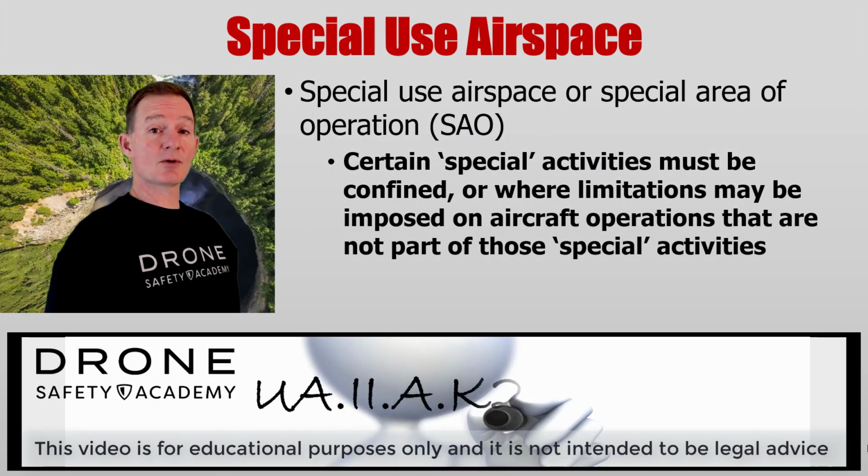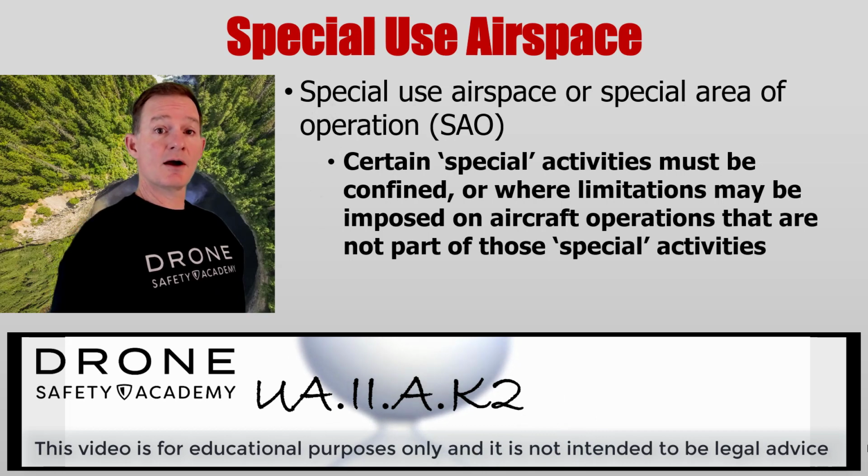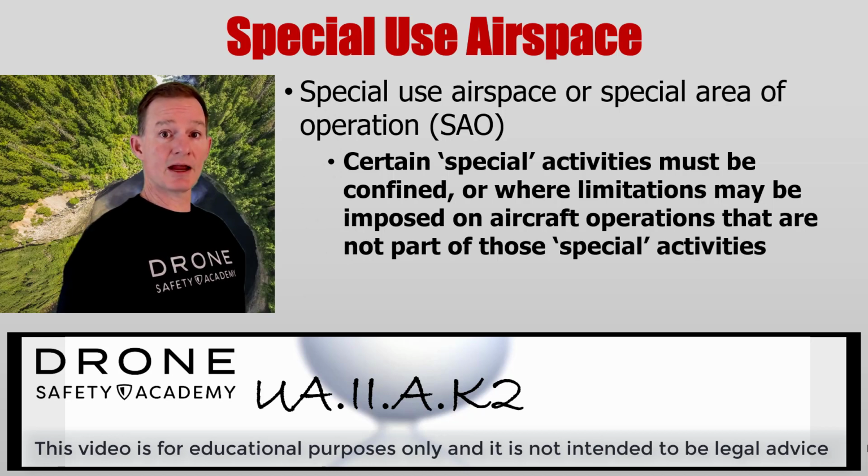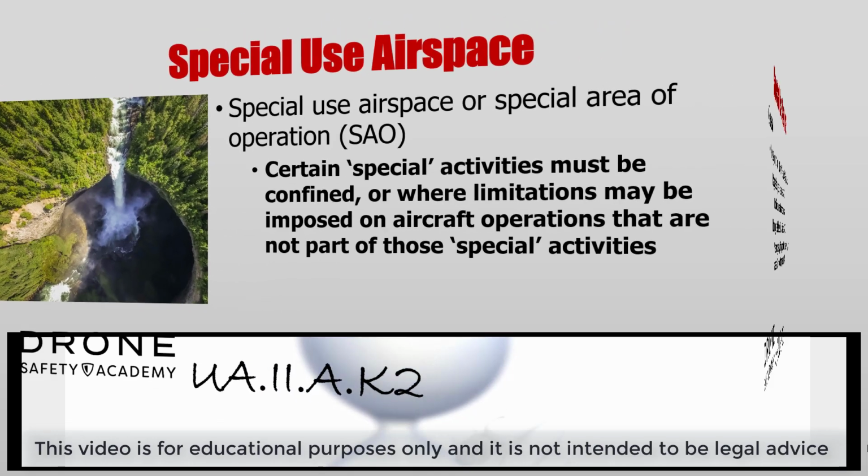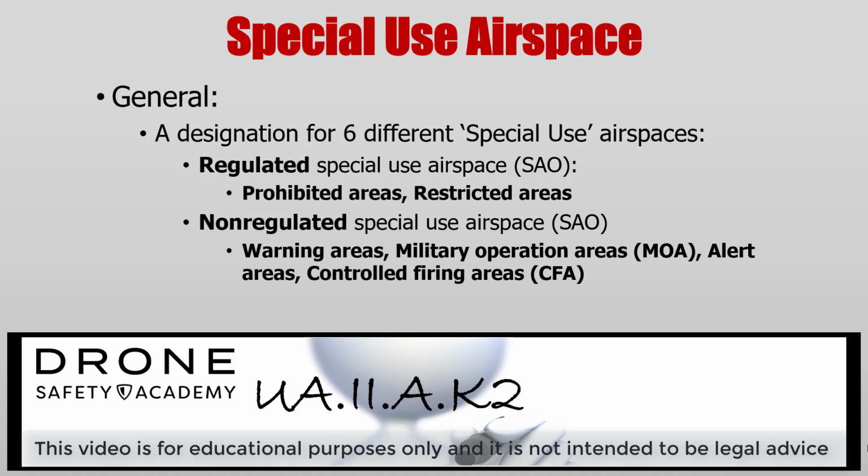Special use airspace, or special areas of operation, are areas where certain special activities must be confined, or where limitations may be imposed on aircraft that are not part of those activities. In general, special use airspace is divided between regulated and non-regulated, whereas regulated has prohibited areas and restricted areas, and non-regulated has warning areas, military operation areas, alert areas, and controlled firing areas.